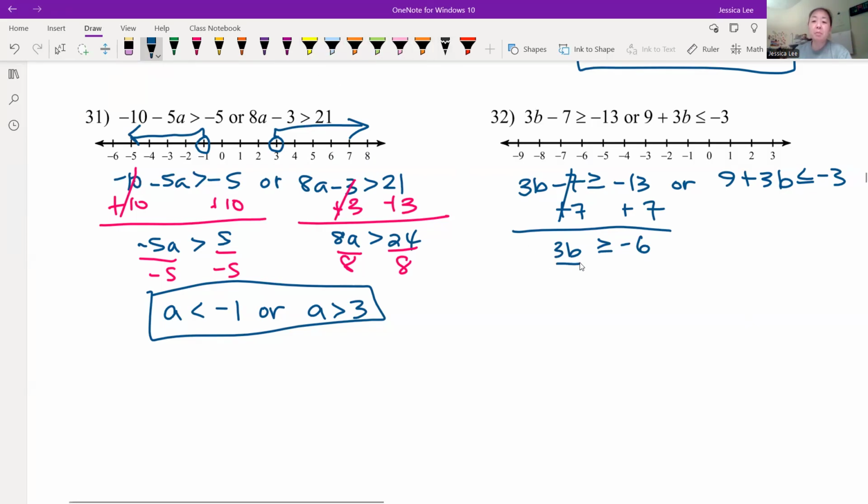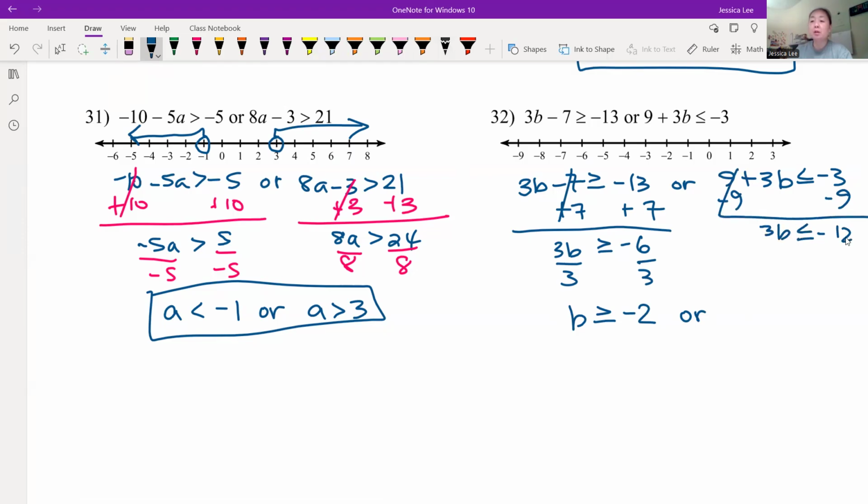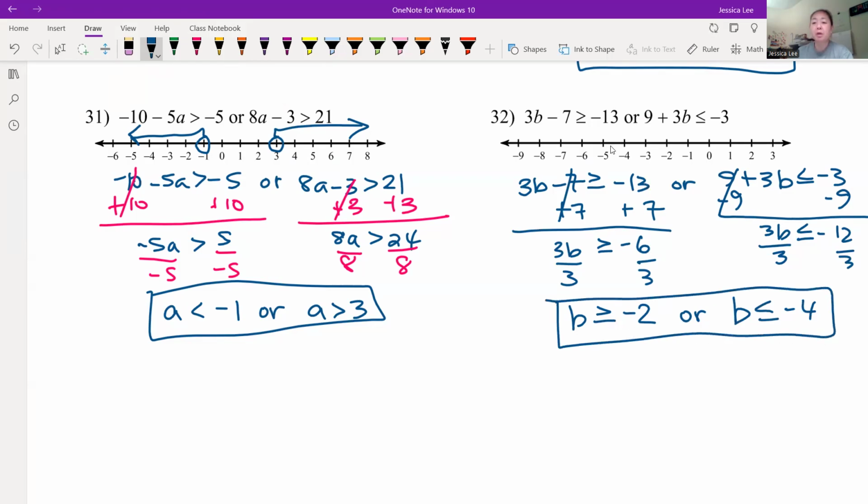And then we're going to divide by 3 on both sides. So b is greater than or equal to -2. Or we're going to subtract 9 on both sides. 3b is less than or equal to -12. Divide that by 3. And b is, again, we did not divide by a negative number, so the answer stays. Or b is less than or equal to -4. There we go. So b is greater than or equal to -2.